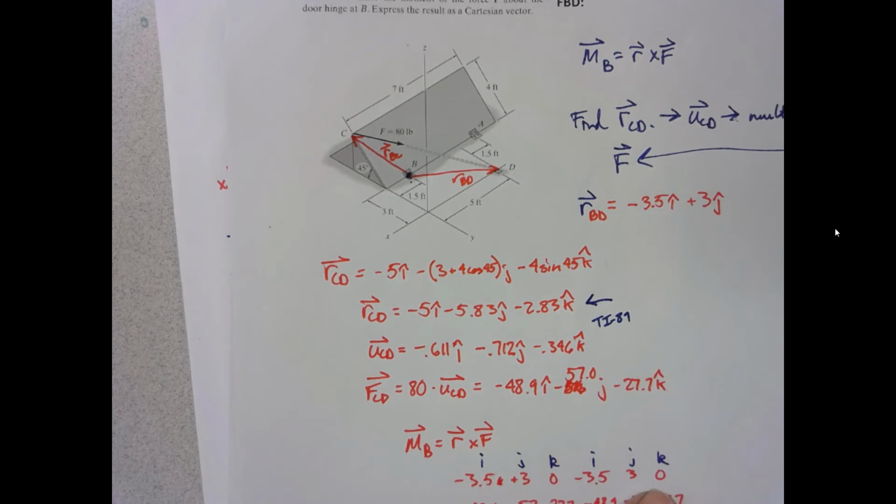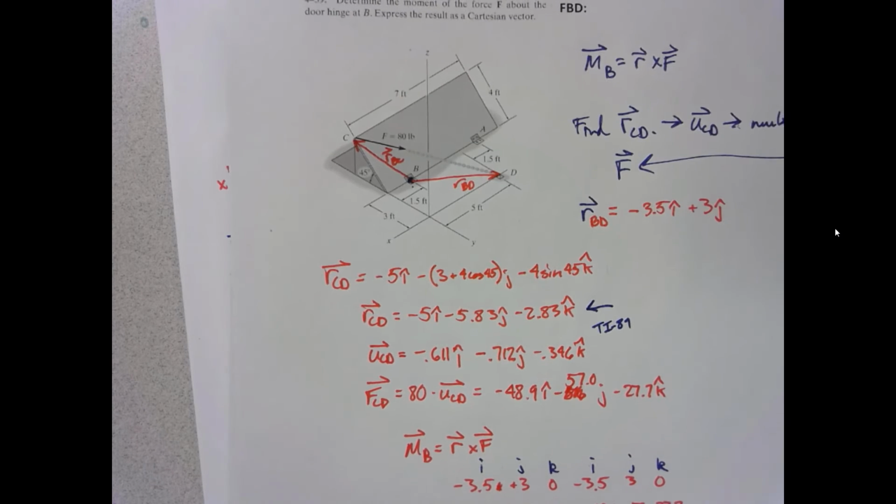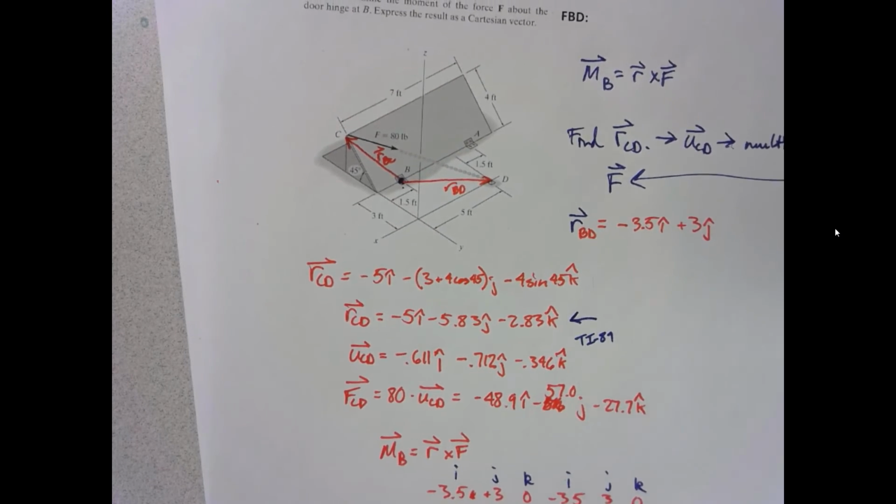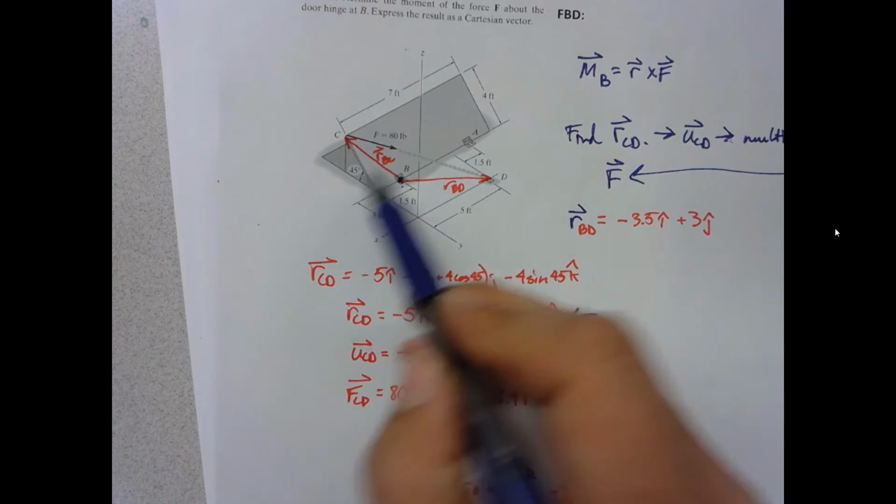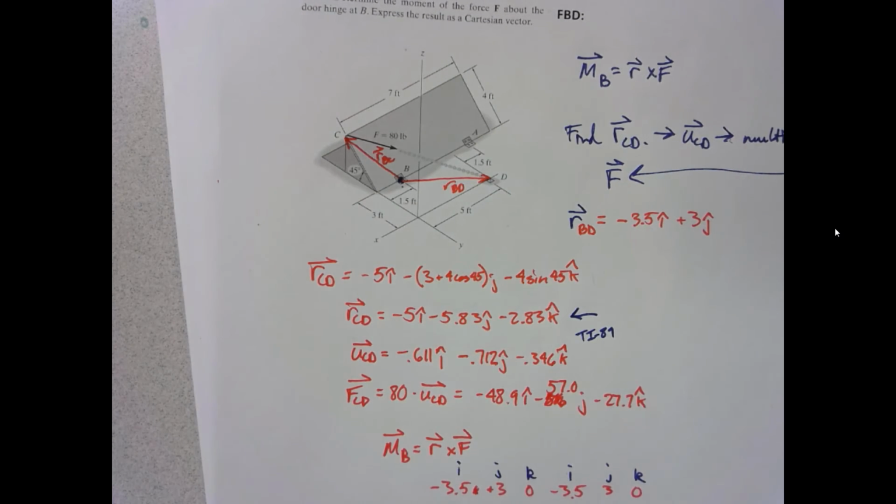Now, sometimes we're not interested in just a random moment. Like in this case, what axis does the door actually rotate about? Kind of about an axis parallel to the x-axis that goes through A and B, right? Kind of those hinges, that's where it actually can rotate. So a lot of times we really want to know what's the moment about that axis.